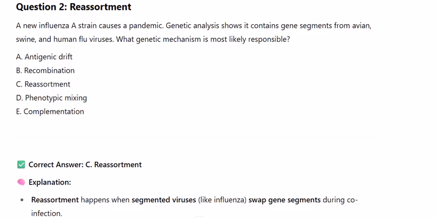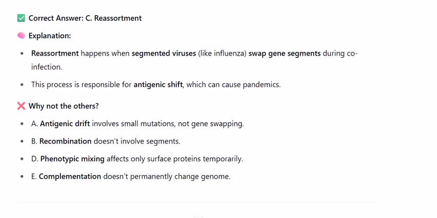Why not the others? A. Antigenic drift involves small mutations, not gene swapping. B. Recombination doesn't involve segments. D. Phenotypic mixing affects only surface proteins temporarily. E. Complementation doesn't permanently change the genome.